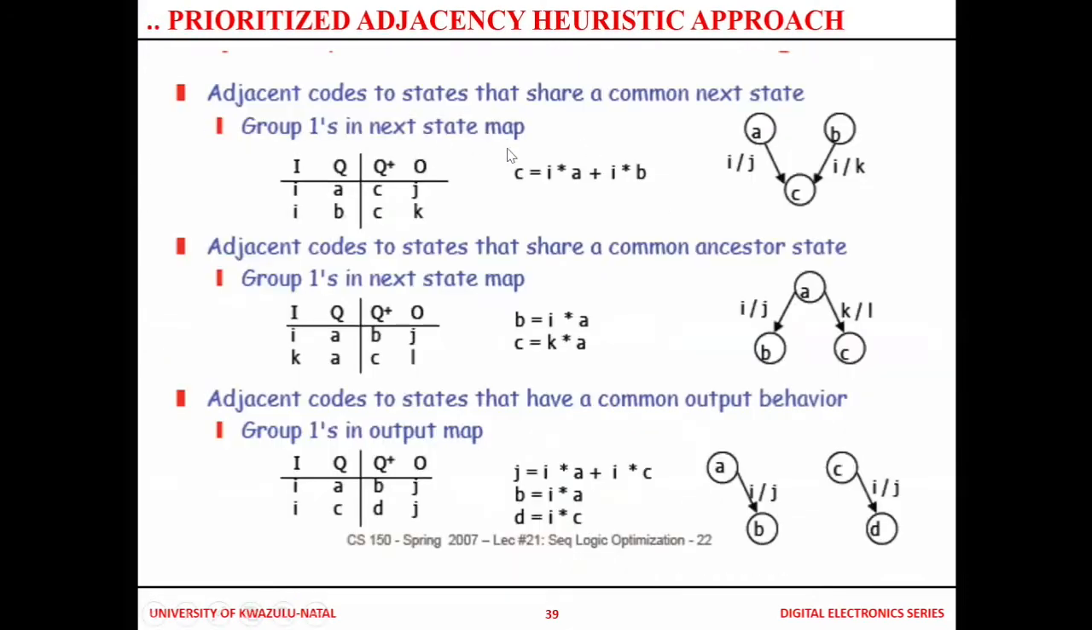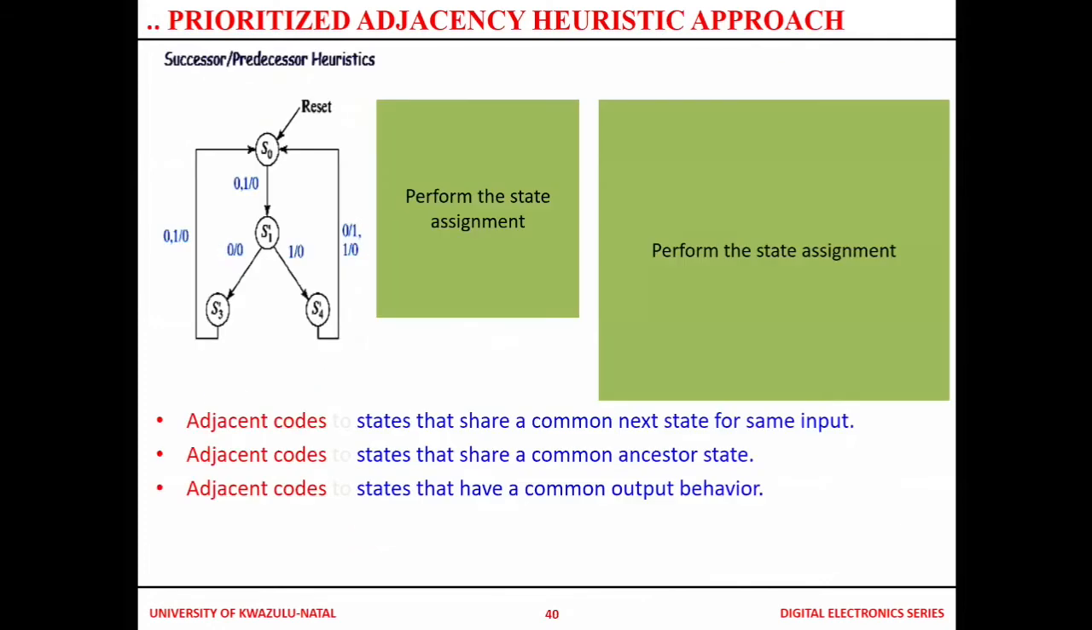But we just want to reiterate the first priority: states with a common next state, a successor, for the same input, are adjacent. The next priority is states with a common ancestor, a predecessor. That's why it's called successor predecessor heuristics. And then the third priority is states that have the same input output relationship. Here A and C must be together. So today's aim is just to apply those rules.